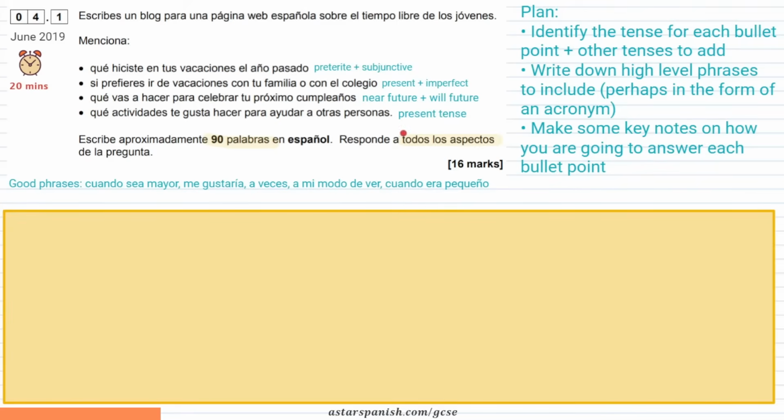I would strongly recommend you plan this question, and I would say a solid 5 minutes of planning will make the rest of your 15 minutes of writing much easier. Now, how do you go about planning? Firstly, of course, read the entire question. Then identify and write down the tense of each bullet point.